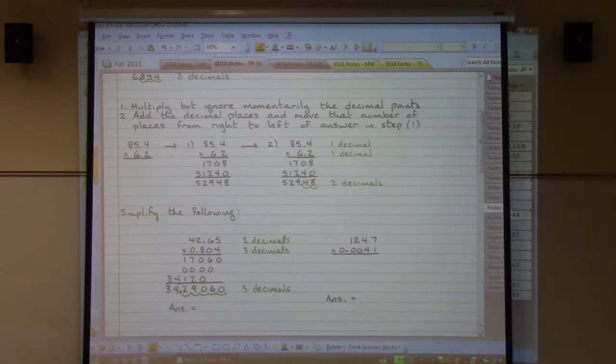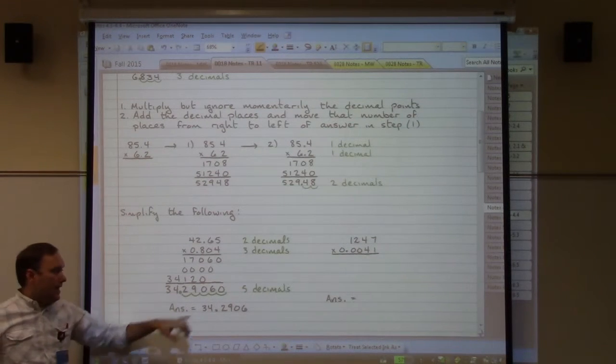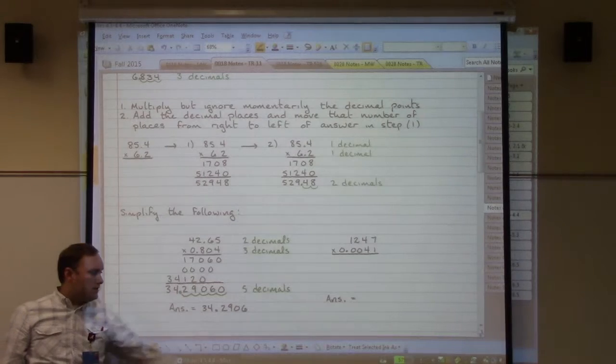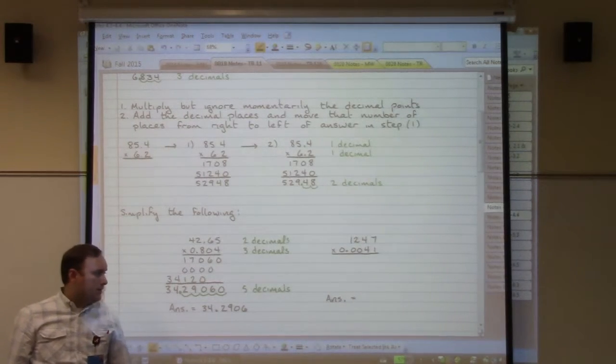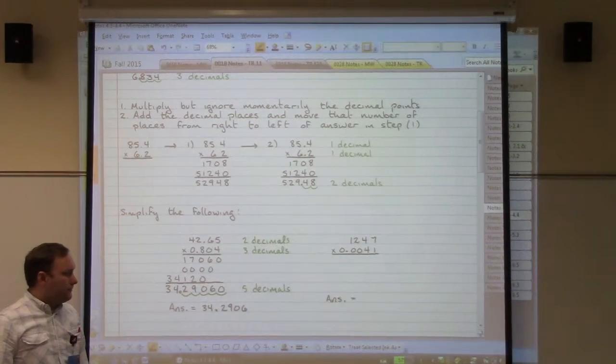meaning that we can write our final answer as 34.29066. We do not need that extra 0 at the very end of our final answer. We can leave that off.